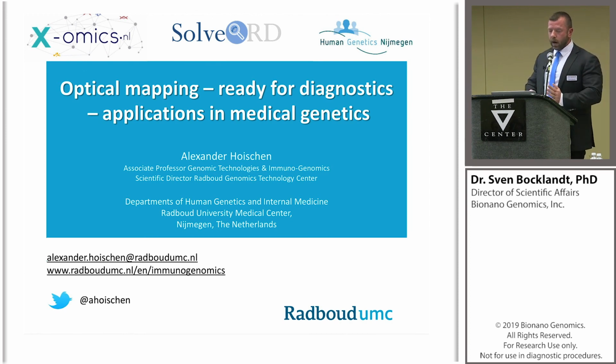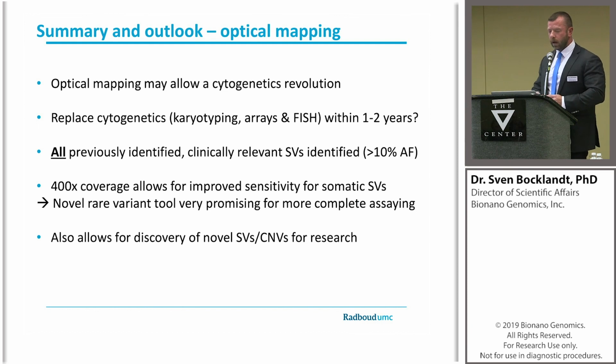And I'm going to skip right through his results slide, which really says here that they believe that this could be a cytogenetics revolution. We of course hope that they are right with that, or we believe that they're right. And that they really see how our technology could replace cytogenetics, because all previously identified variants in these samples from array and FISH and karyotype combined were picked up with Bionano.